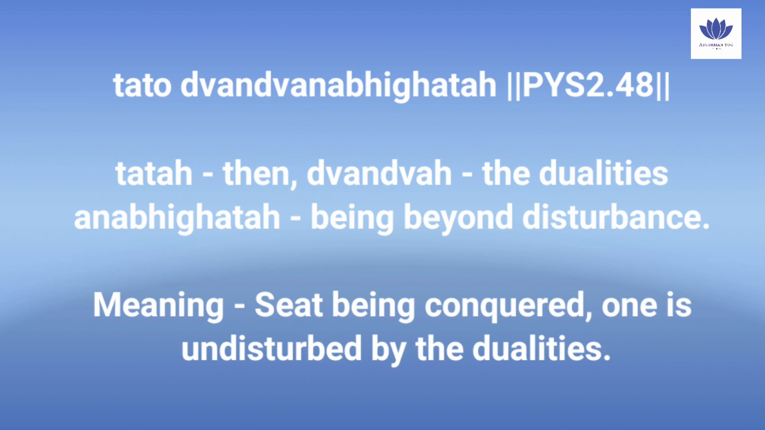Now, the third sutra is Tato Dvandva Anabhighataha. Tato means then, Dvand means dualities, Anabhighataha means unaffected. So when one achieves the Sthiram Sukham Asanam by relaxed effort and by meditating upon the infinite, then one remains undisturbed or unaffected by the dualities.